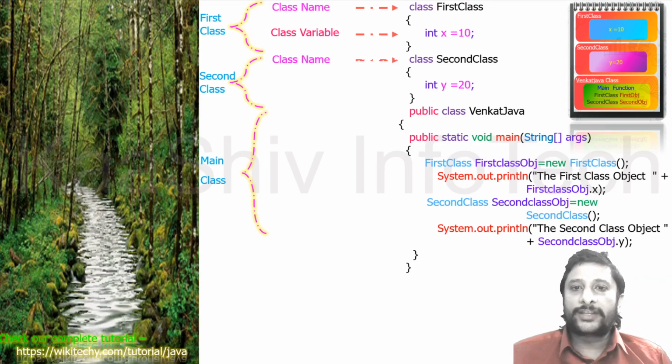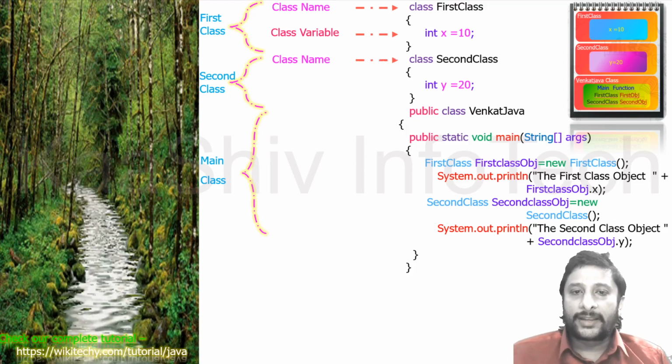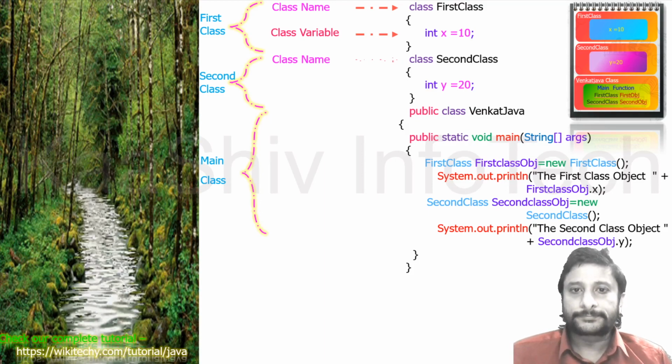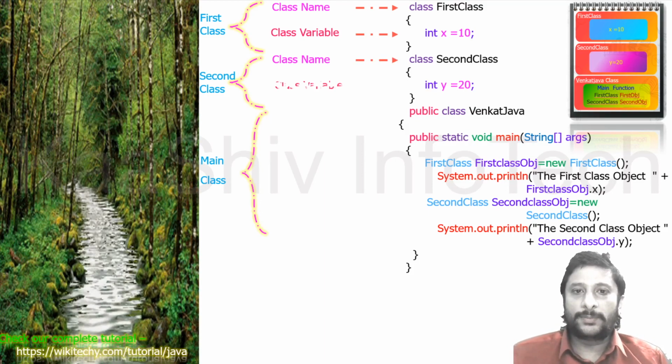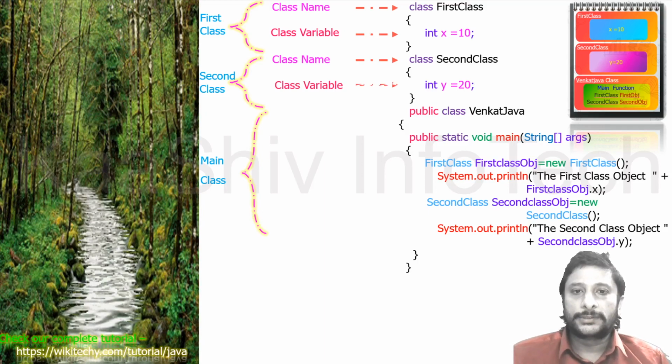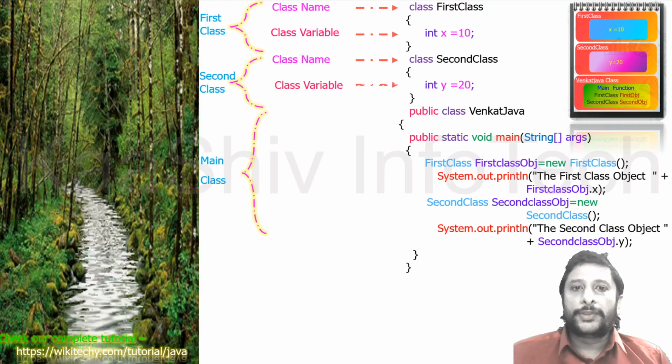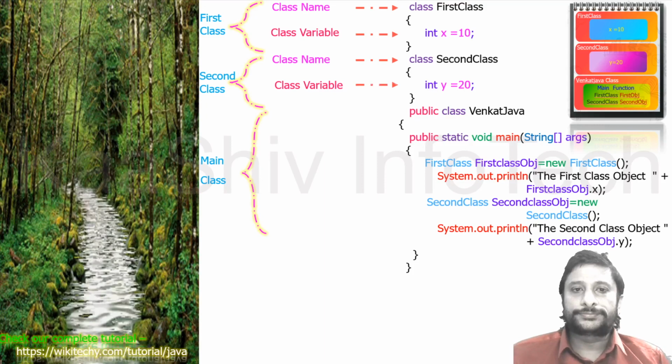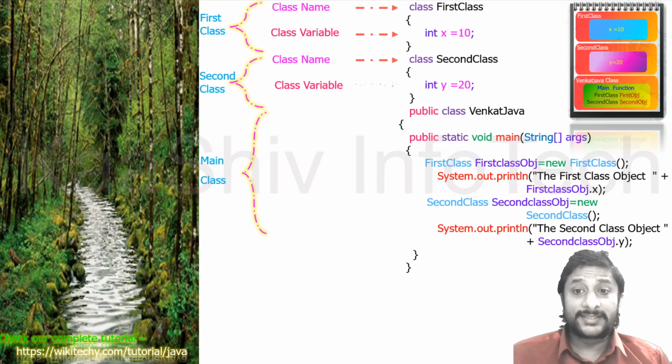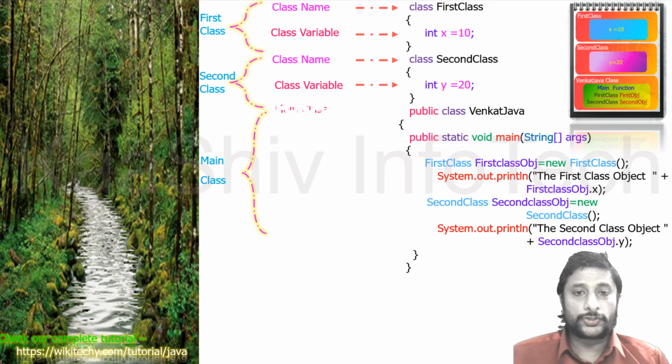Yes, I got another class name, and I got some class variables. Yes, it's a class variable I got. You got the class variables here. Good. Over here, this is the main class which I'm going to show you now.